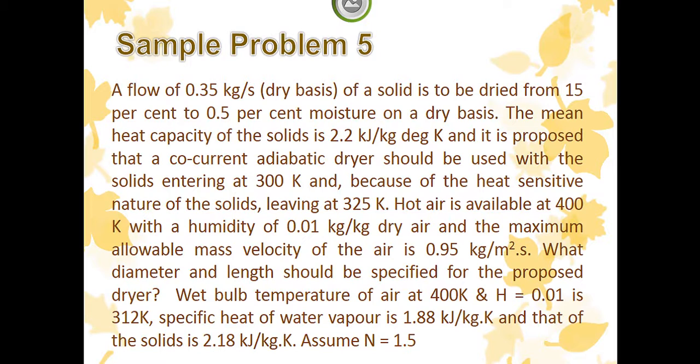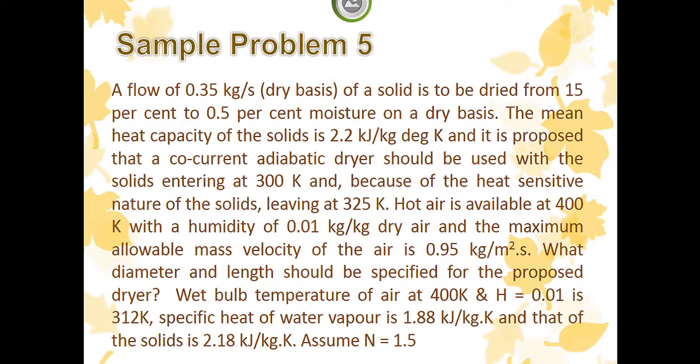The mean heat capacity of the solid is 2.2 kilojoules per kilogram Kelvin, and it is proposed that a co-current adiabatic dryer should be used, with the solids entering at 300 Kelvin and, because of the heat sensitive nature of the solids, leaving at 325 Kelvin. Hot air is available at 400 Kelvin with a humidity of 0.01 kilogram water per kilogram dry air, and the maximum allowable mass velocity of air, this is the G prime, class, is 0.95 kilograms per meter squared second.